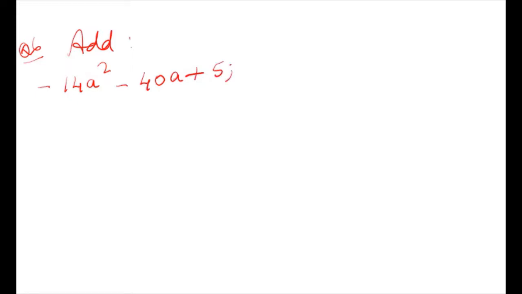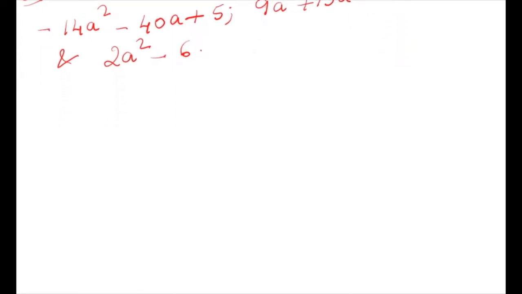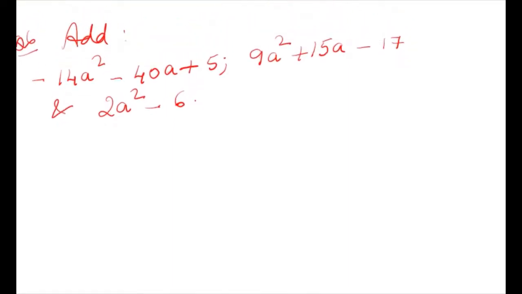Then we have 9a square plus 15a minus 17, and 2a square minus 6. Okay. So let us do again in both the methods. So the first method is your column method.